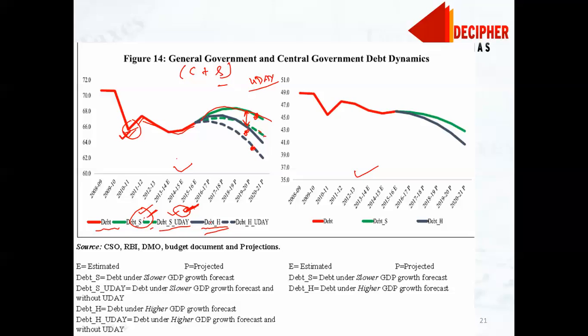Okay, so here the central government debt is talked about, and here what we see is when there is slow growth, the debt will be higher. When there is higher growth, debt will fall more quickly. Okay, so it tells us that.